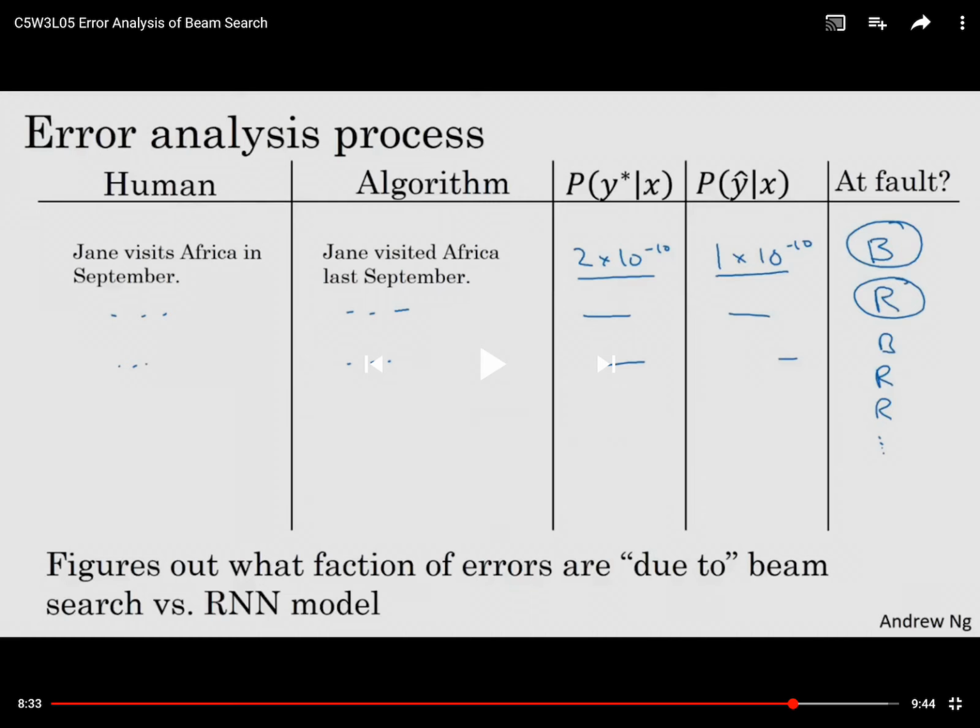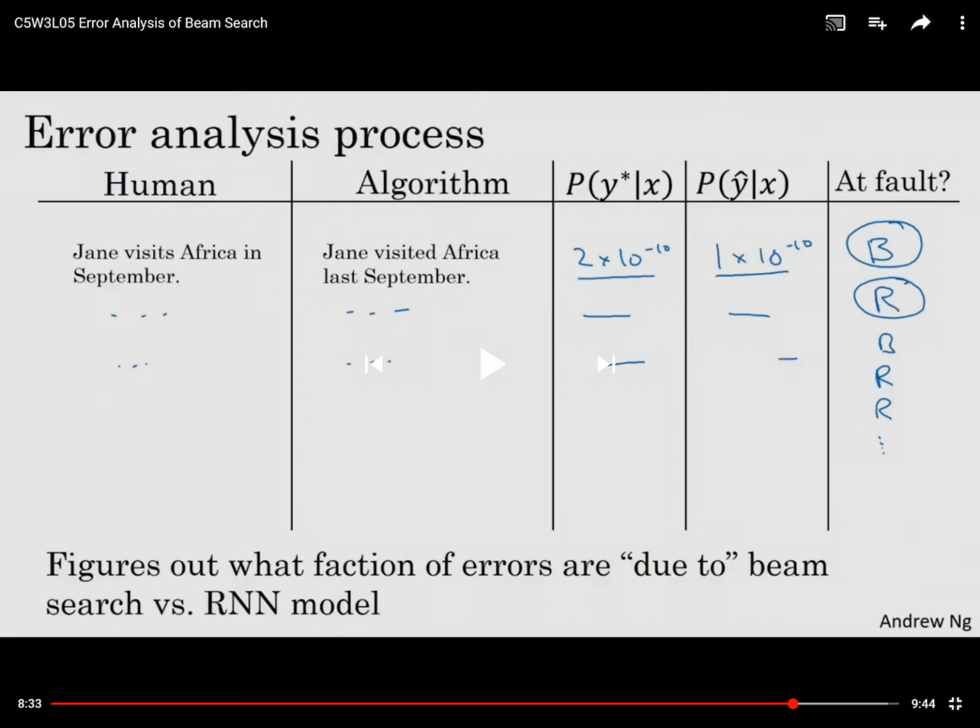So in this case, if the RNN thinks that this one has a higher probability than this one, which side is at fault, between the imperfect beam search and the imperfect RNN language model? If the probability of this guy is smaller than that one, then our RNN still thinks that this one is a better answer than that one, right? So in that case, it's the RNN's fault. Our language model should be improved.